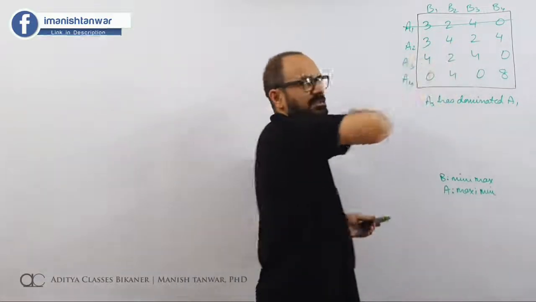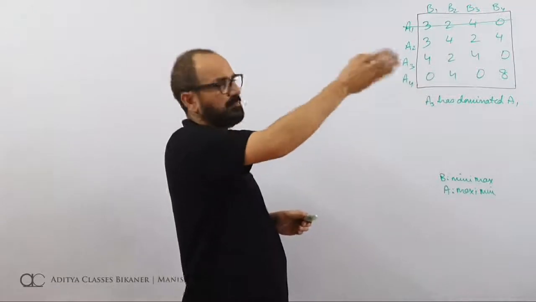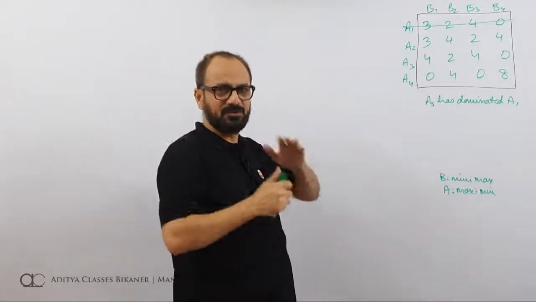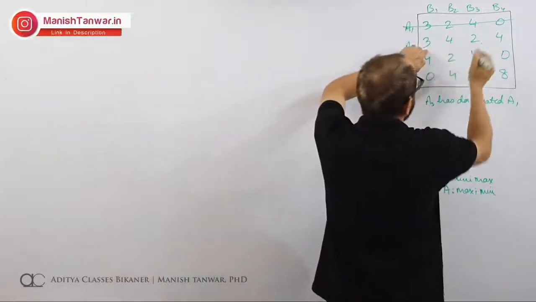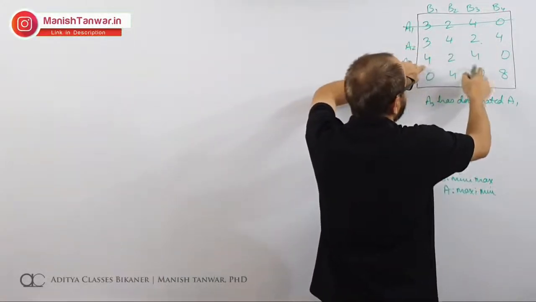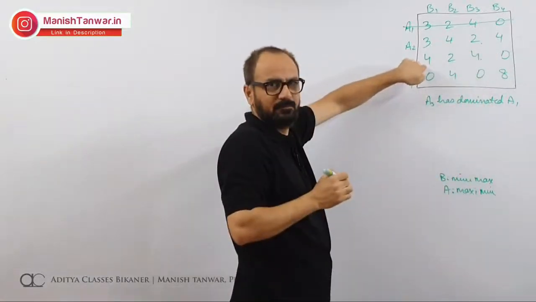So in B1 and B2 there is no dominance. So let us compare B1 with B3. B1, B3, 3 against 2, 2 is better. 4 against 4, I'll stick with this 4.